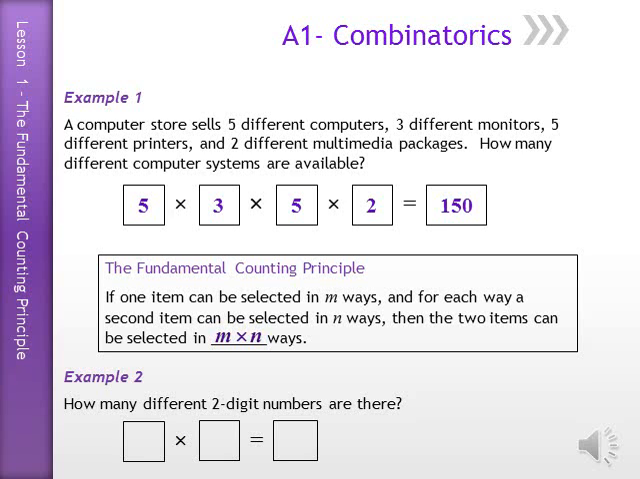So our first digit can only be the numbers between 1 and 9. The second digit can, however, be any digit, including 0. This means there are 9 choices for the first digit and 10 choices for the second digit. Altogether, 9 times 10 gives us 90 two-digit numbers.